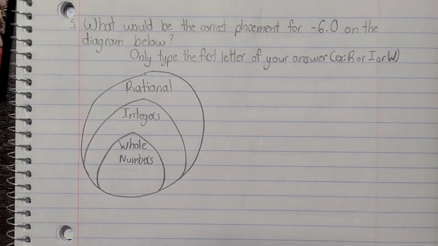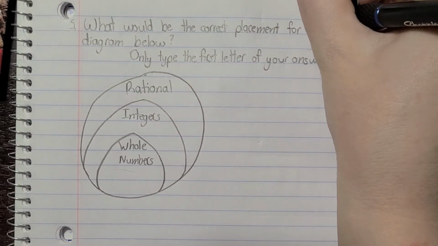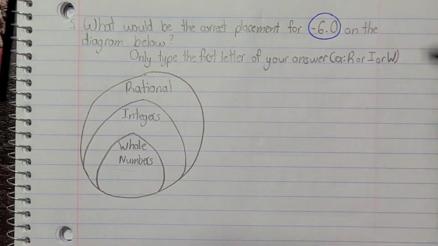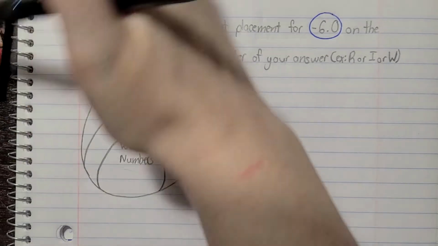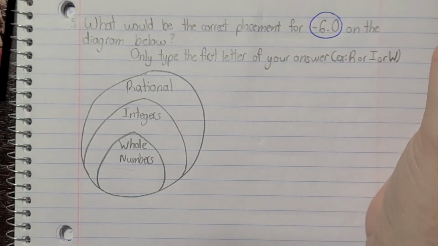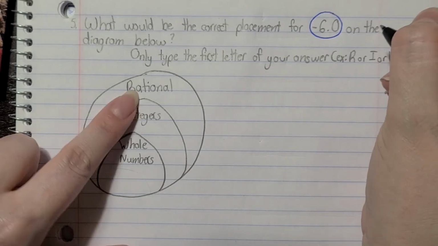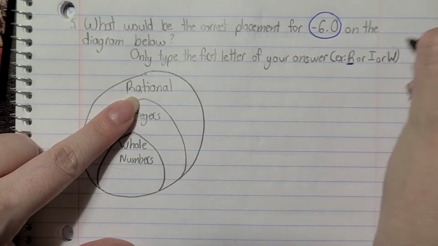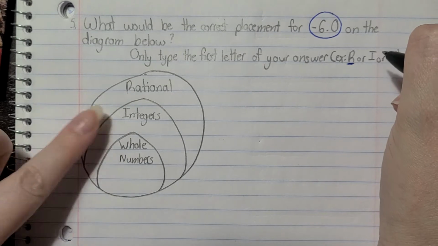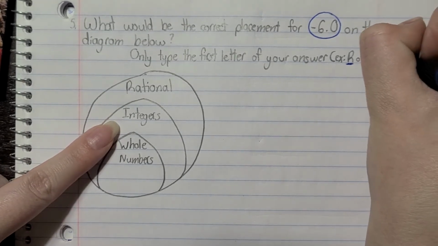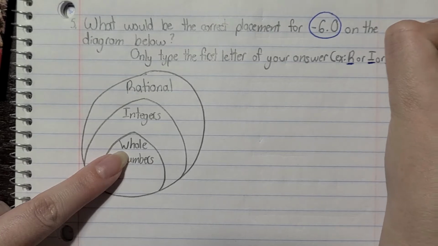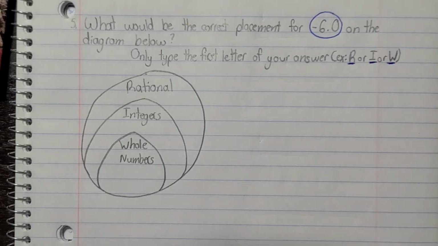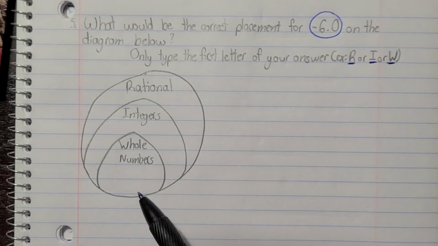Okay, number 5 says, what would be the correct placement for -6, and it has -6.0, same value, on the diagram below? Only type the first letter of your answer. So if you say it's rational, you'll just type a capital R. If you say it's just an integer, you'll type a capital I. And if you say it belongs in whole numbers, then you'll type a capital W. Okay, not a WN, just a W.